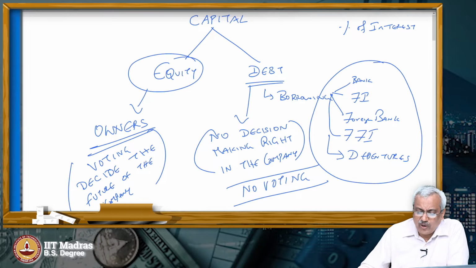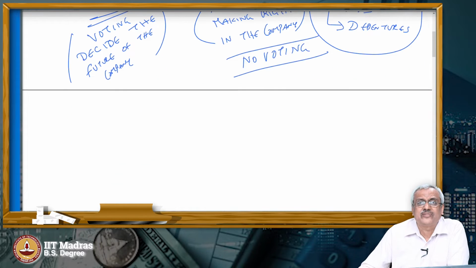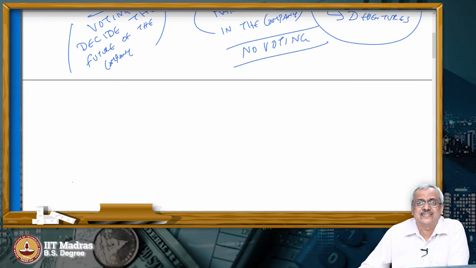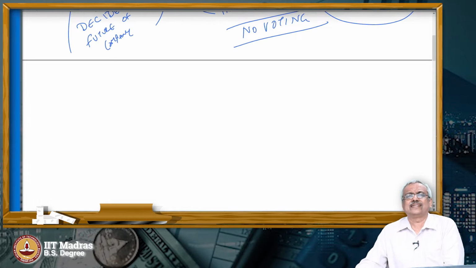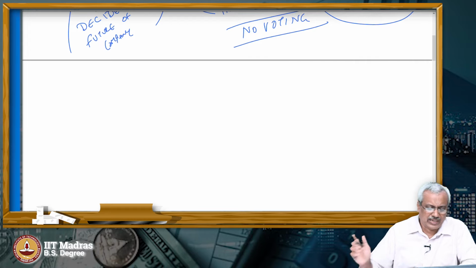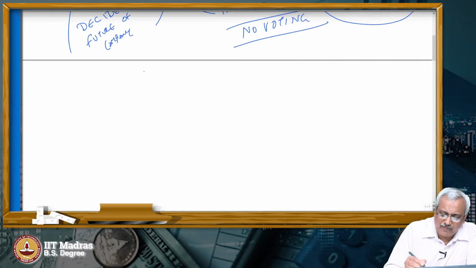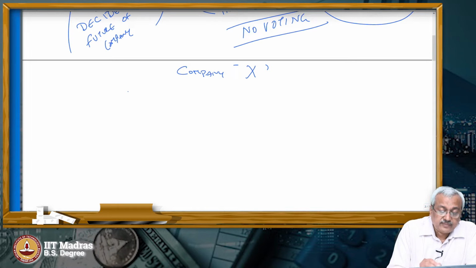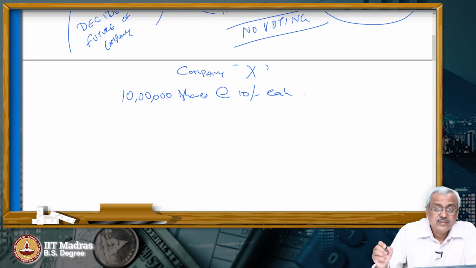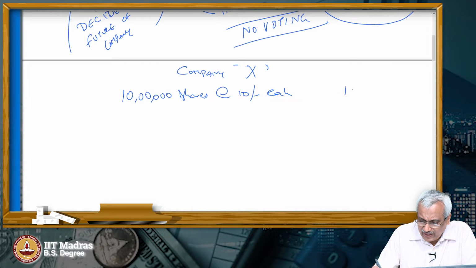Now, sir, how do you say owner? Do you mean to say I am an owner of this company? That means I have equity shares in this X company. Do you think I am an owner of the company? Yes, you are an owner to the extent of your investment. Supposing I say a company, let us say company X, has a share capital of 10 lakh shares at $10 each. That means what is the total value? Total value is 1 crore.